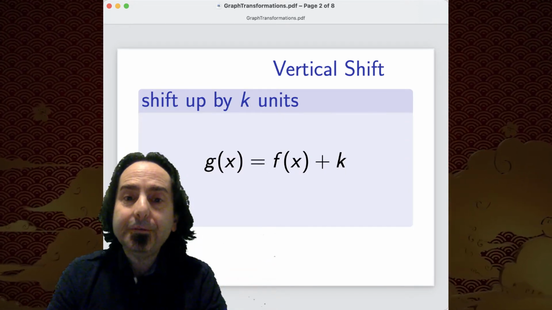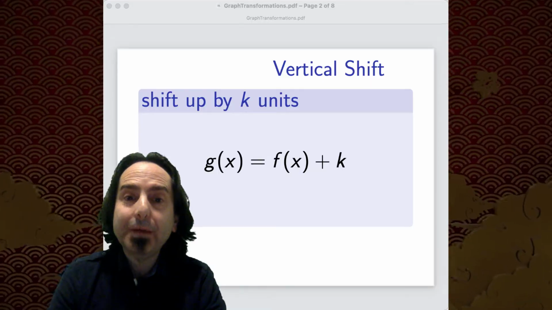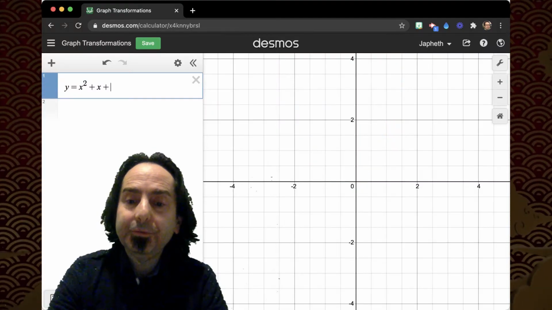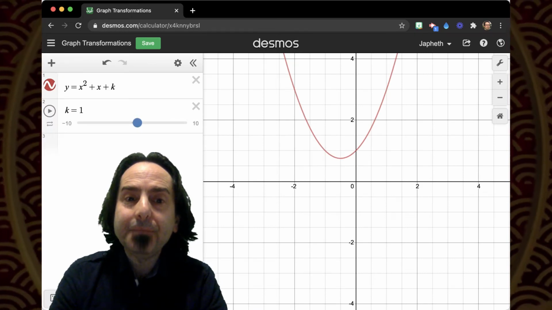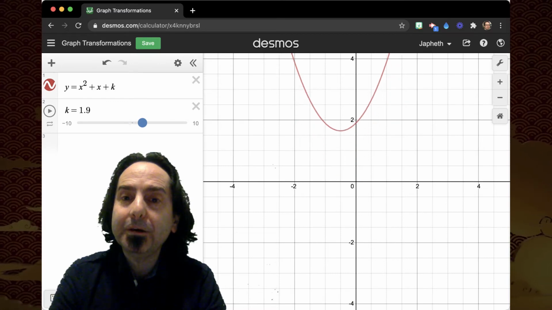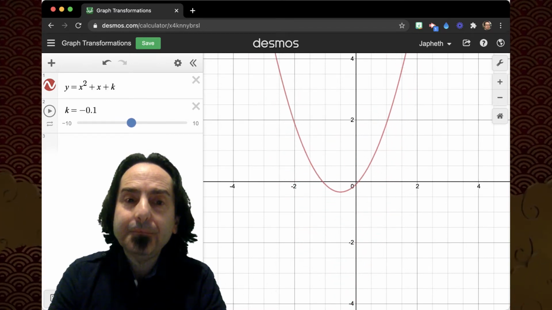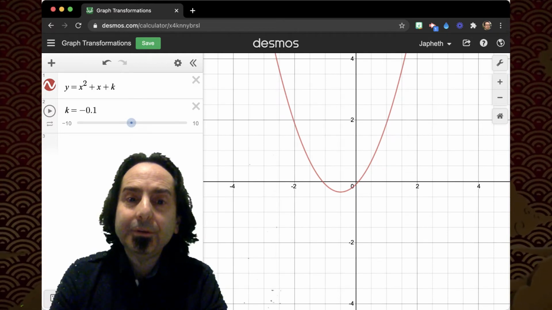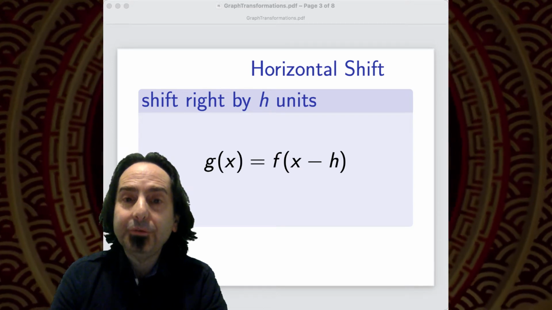the vertical shift. So with this, I have to add a k, and that parameter will let us shift this up. So if I put in a k, Desmos lets us do a slider, and if we change the value of k, you'd see that we're shifting the graph up and down, up and down. Okay. And next is a horizontal shift.